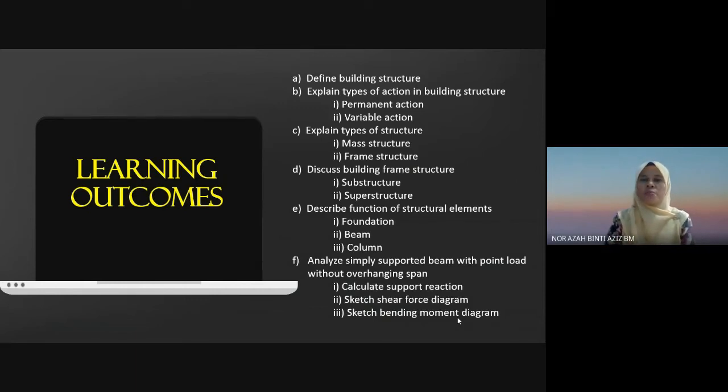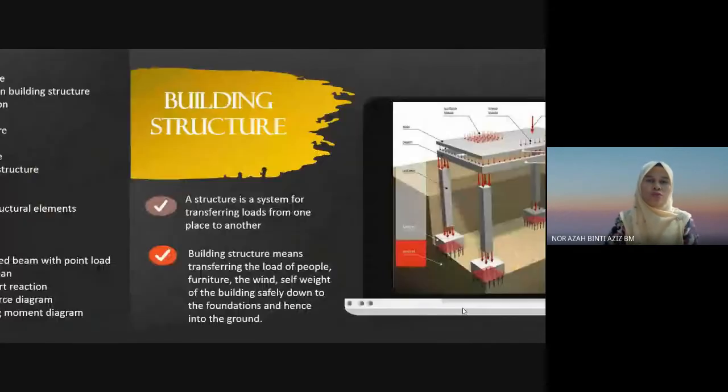Okay, we will define building structure. We go to types of action acted on building structure. The types of structure, 2 types of structure. Then we will discuss about substructure and superstructure. And the last one, we will define the function of each structural element, foundation, beam, and column. Okay, we go to first learning outcome.